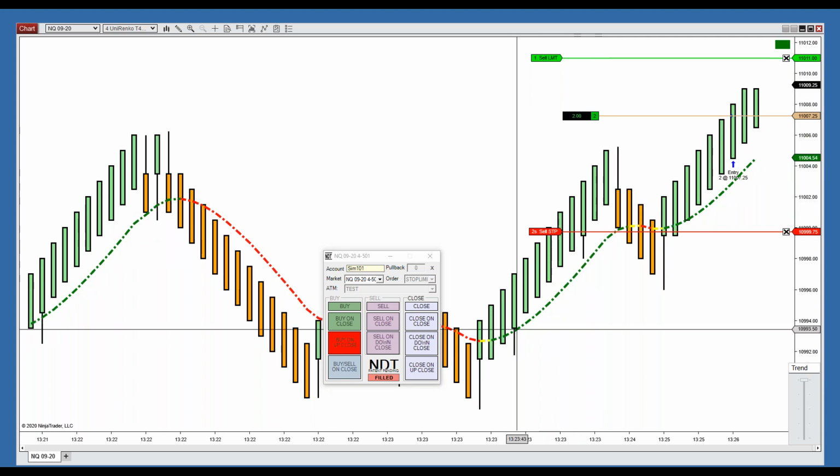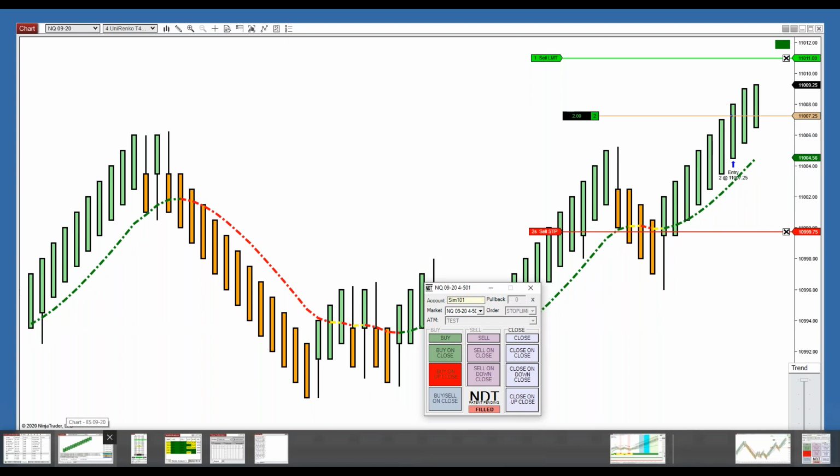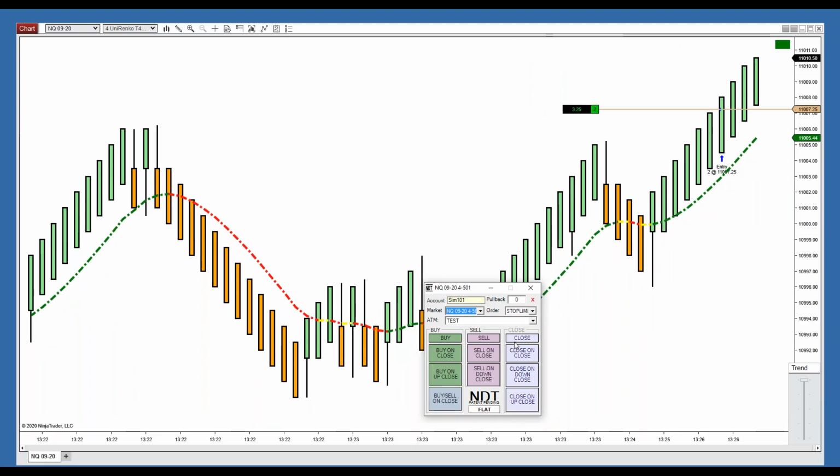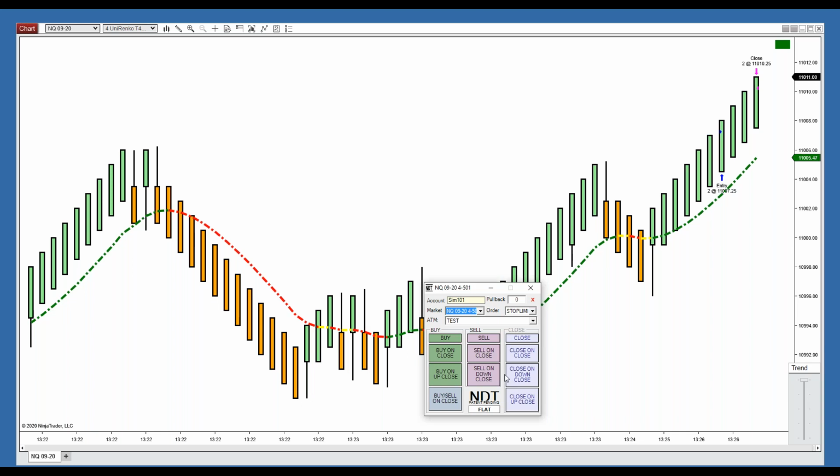Okay, so the entry wasn't quite right because I didn't have that. That's all right, just leave it alone. So I'm going to close this trade so we can take one that is going to hit exactly correct. So let's wait for a couple of candles, and we're going to buy an up close.